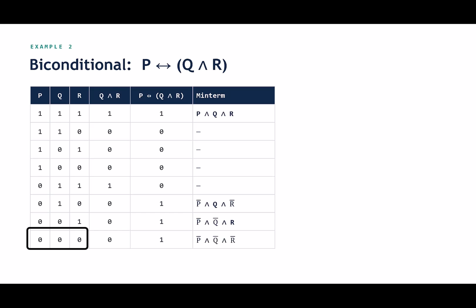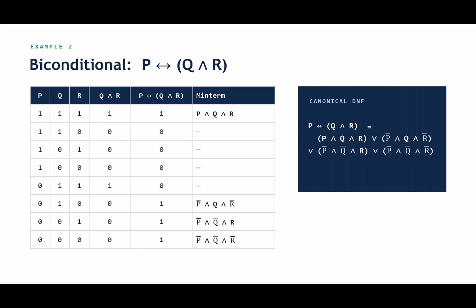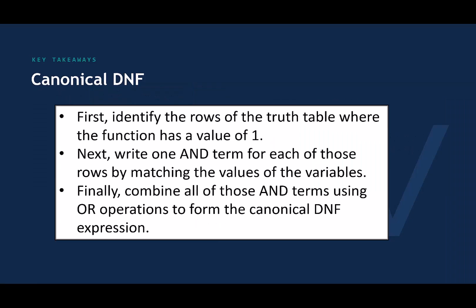We're going to collect all the minterms and connect them together with an OR. Remember, when we do DNF, we're making an OR of ANDs. So we have P if and only if Q and R is equivalent to P and Q and R, or not P and Q and not R, or not P and not Q and R, or not P and not Q and not R.